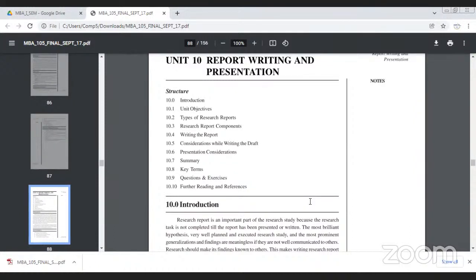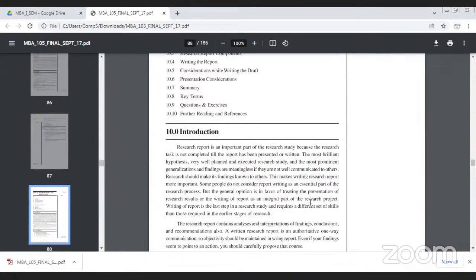Next is report writing and presentations. A research report is an important part of a research study because the research task is not complete until the report has been presented or written. The most brilliant hypothesis, very well planned and executed research study, and the most poignant generalizations and findings are meaningless if they are not well communicated to others. Research should make its findings known to others.